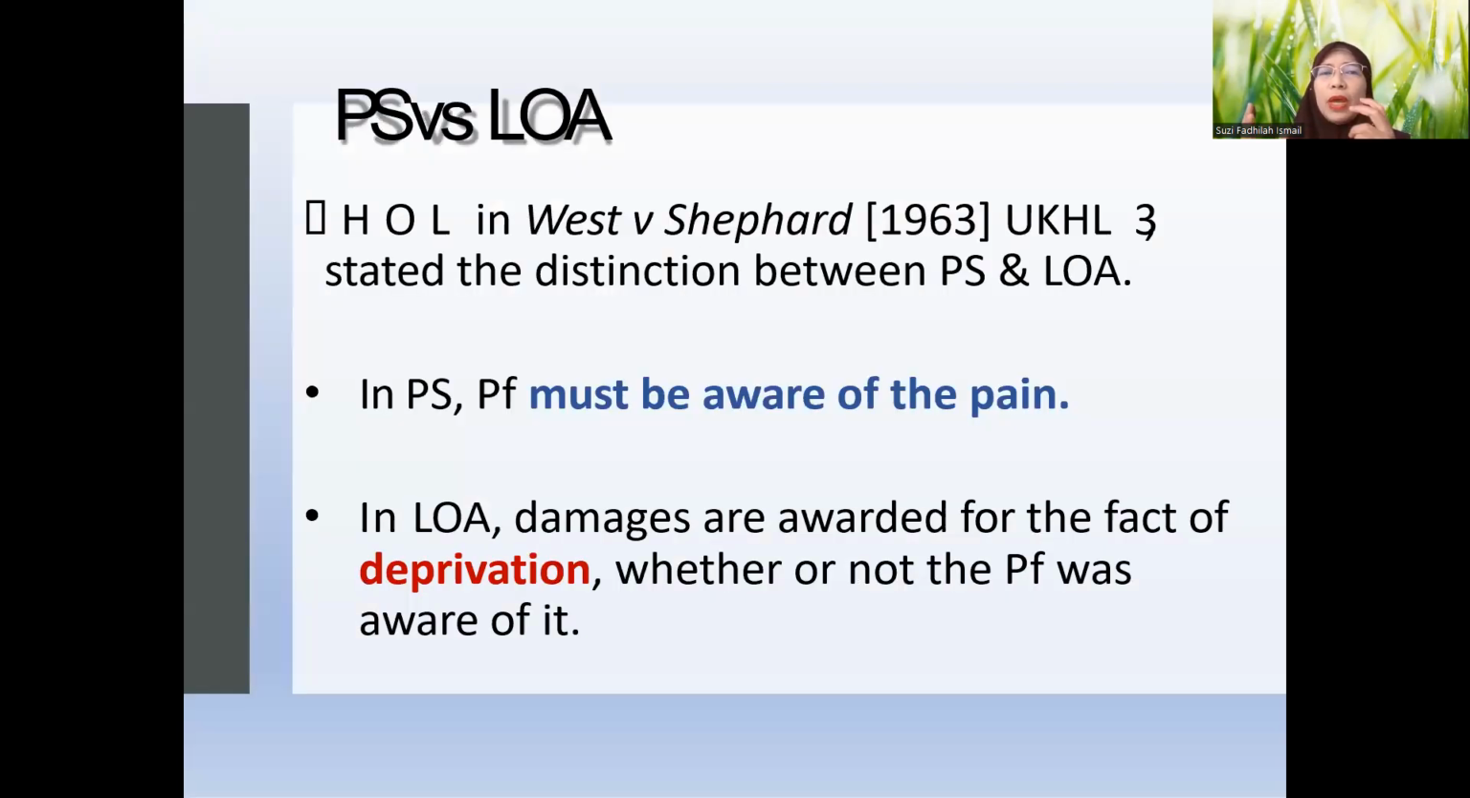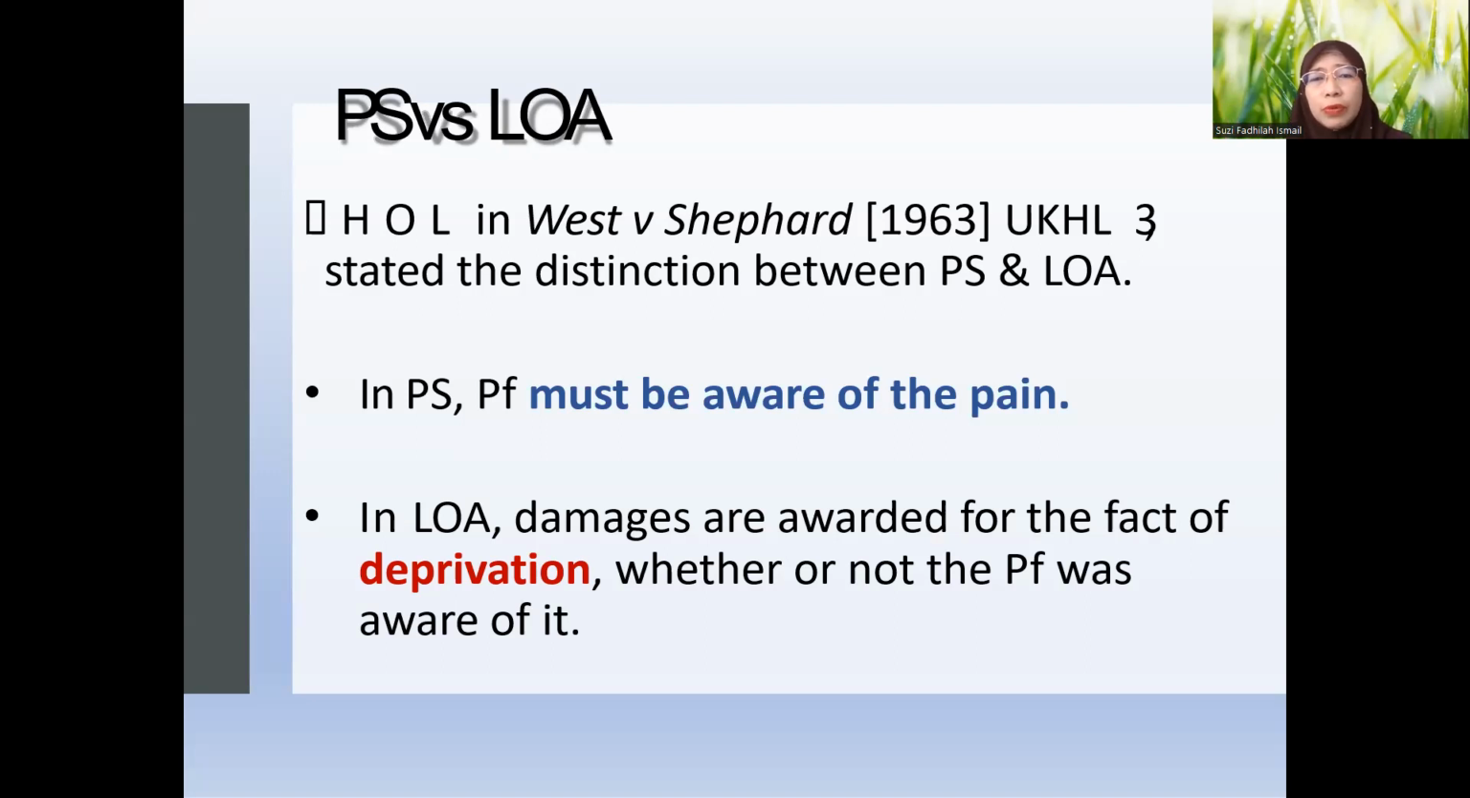Okay, they go together. They are combined. The claim is made together, but they are still different. It refers to different claims altogether. So now we are making a comparison, showing the difference between pain and suffering and loss of amenities. And we are now referring to the House of Lords case, a common law case, West and Shepherd, 1963. Because in this case, the House of Lords made it clear the distinction between pain and suffering and loss of amenities. Okay, what's the difference here?